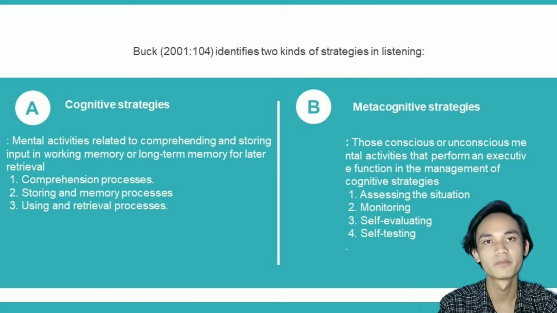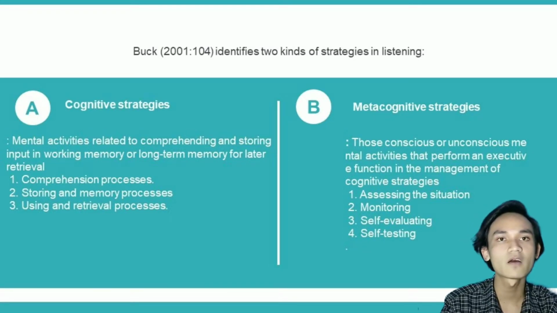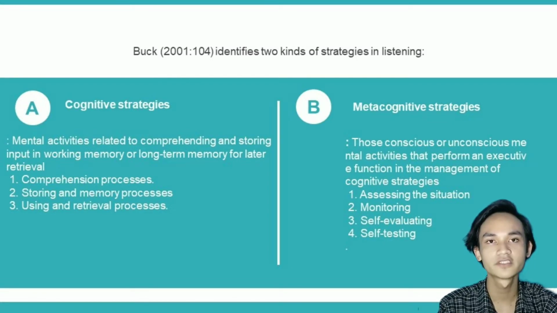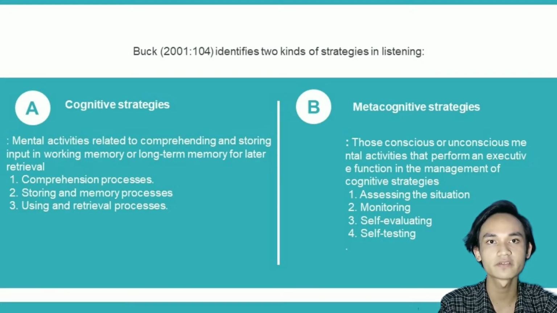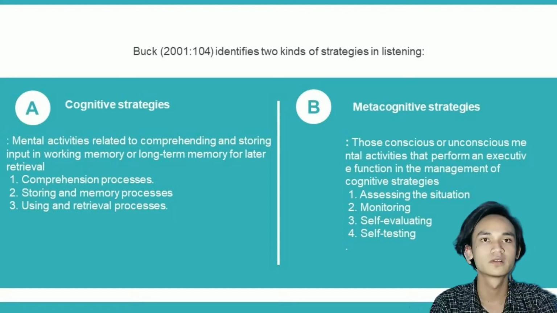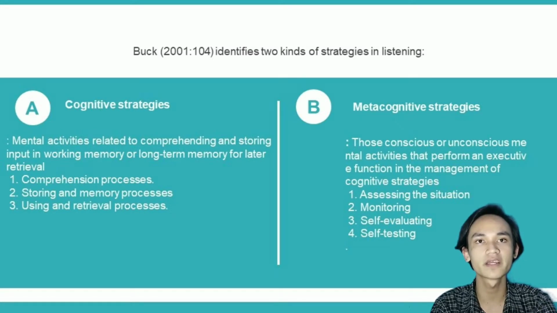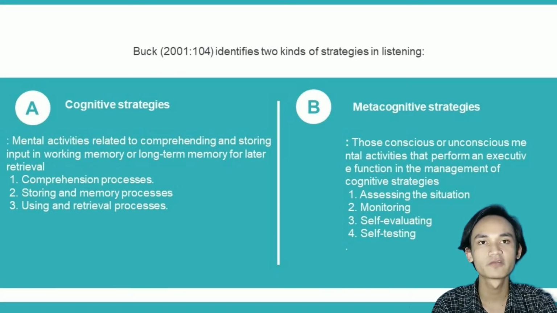The next is metacognitive strategies. Metacognitive strategies are those conscious or unconscious mental activities that perform an executive function in the management of cognitive strategies. The processes that occur in metacognitive strategies are, first, assessing the situation. Assessing the situation is taking stock of conditions surrounding a language task by assessing one's own knowledge, one's available internal and external resources, and the constraints of the situation before engaging in a task.